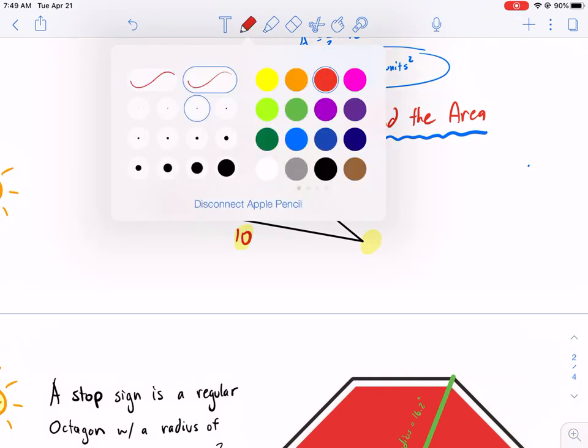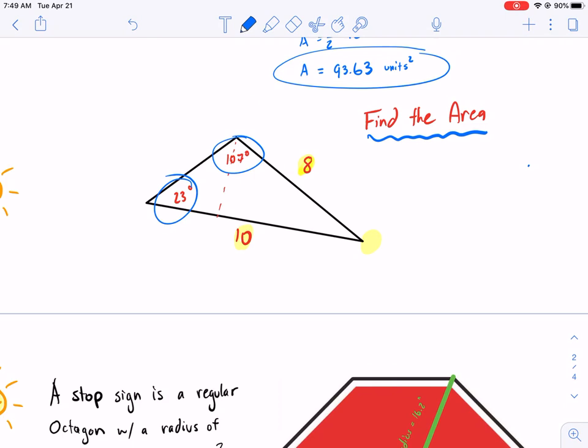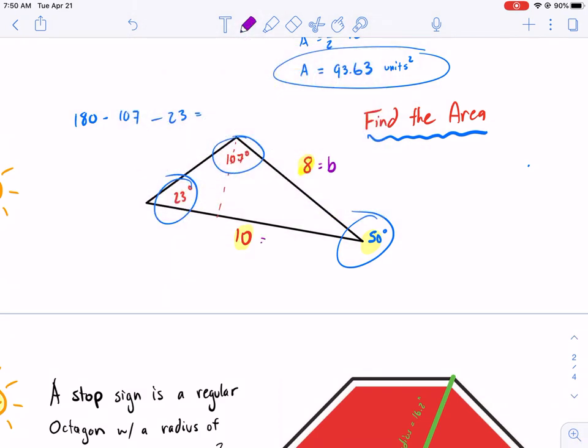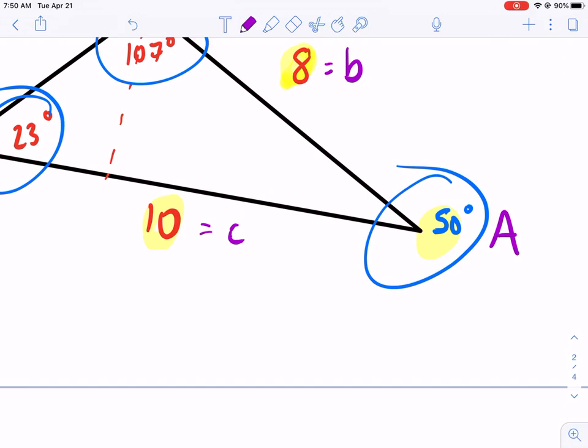Well, if we have 2 of the angles, we can easily find the third. So we're just going to do 180 minus 107, and then minus 23. And that will tell us our missing angle, because we know the sum of all 3 angles needs to add up to 180. And I get 50 degrees. Now let's label. So I'm going to make 8 B, 10 C. I'm going to make 50 my A angle. Capital A for angles, lowercase letters for sides.